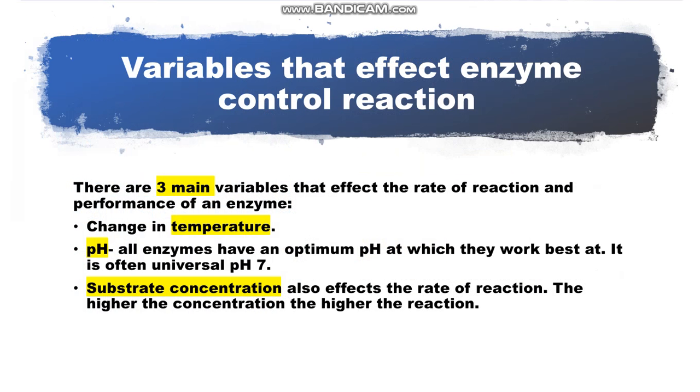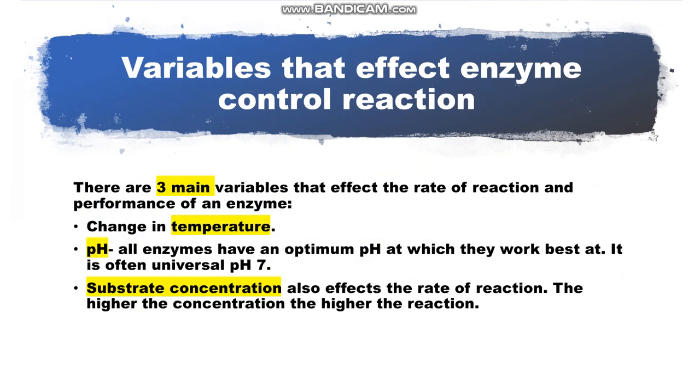So, variables that can affect an enzyme controlled reaction, and there are three main variables. The first variable is the change in temperature. Like I mentioned in the first two slides, temperature, if increased, can increase the rate of reaction.